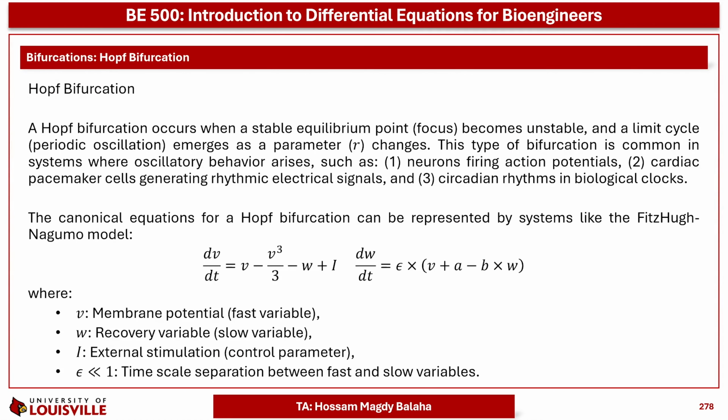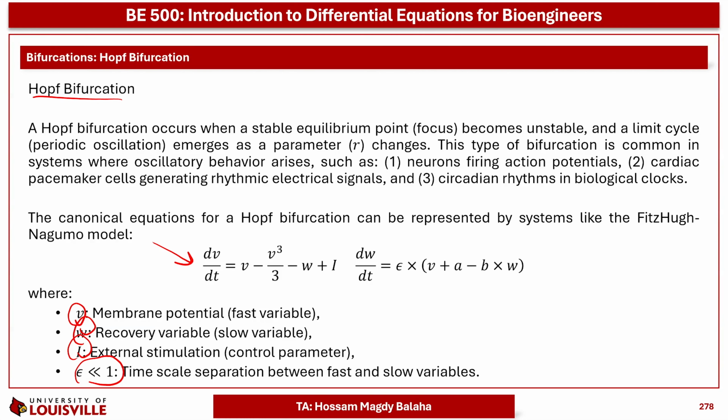The last but not least bifurcation type is the Hopf bifurcation, and this occurs when a stable equilibrium point becomes unstable and a limit cycle emerges as a parameter R changes. Let's consider the FitzHugh-Nagumo model for the Hopf bifurcation. Again, V is the membrane's potential, W is a recovery variable, I is external stimulation, and epsilon below 1 is the time scale separation between fast and slow variables.